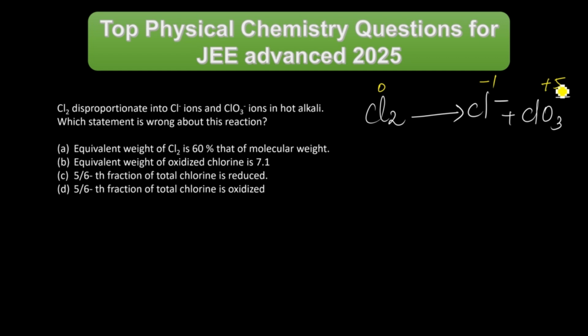Okay, so what are the options given? Equivalent weight of Cl2 is 60% that of the molecular weight. Okay, so first we have to find the equivalent weight. For that we have to know the N factor. So N factor of Cl2, which is involved in the reduction and oxidation, isn't it? So how many electrons are involved over here?